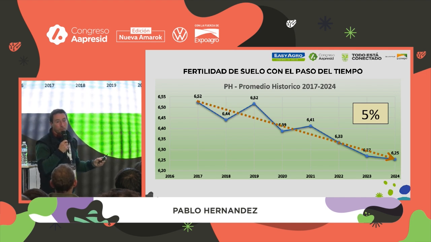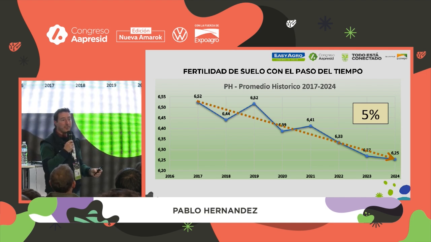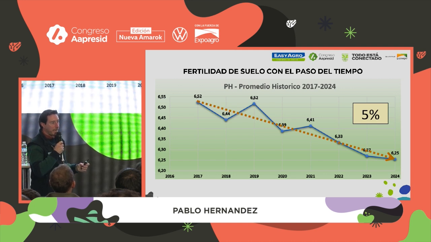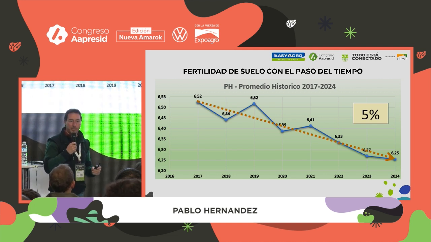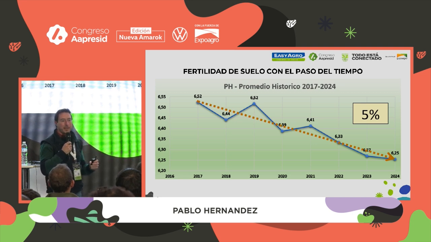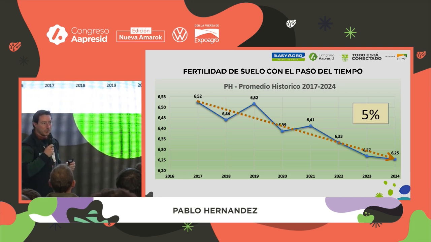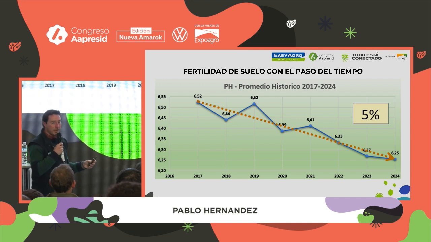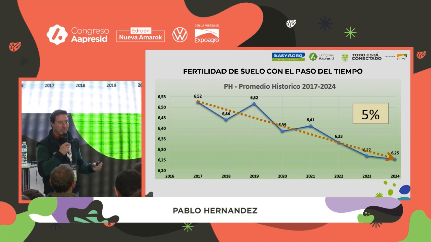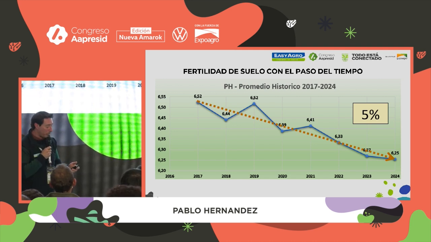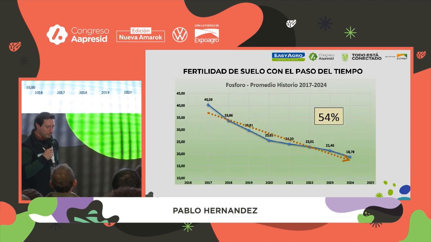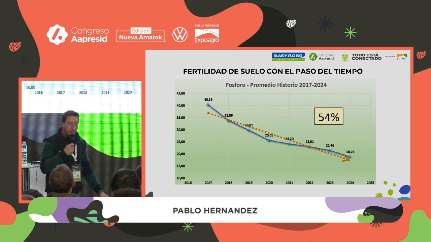6.52 in 2019 to 6.25 in 2024. There is a 5% difference to improve the pH levels. These are large amounts of calcium, magnesium that one has to contribute. So these are red flags that indicate that we have to take action.